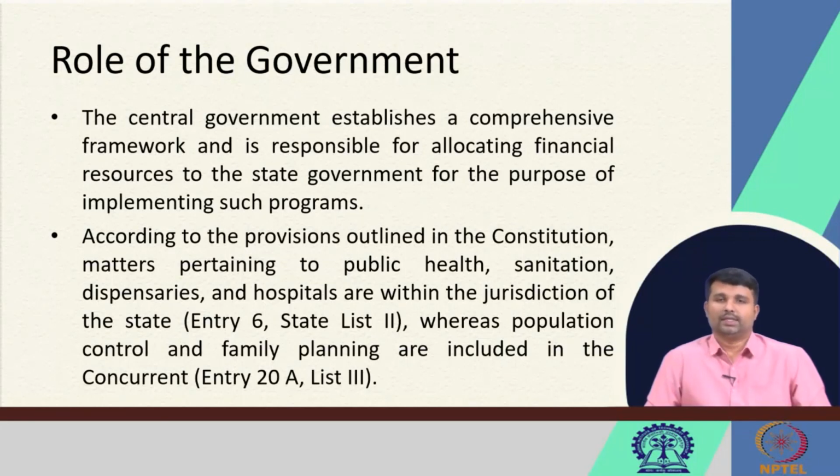According to the constitutional provisions, the matters relating to public health, sanitation, dispensaries and hospitals are within the jurisdiction of state. So, in the Constitution, the various matters which are to be dealt with by the center and the state are allocated in various lists. Entry 6 in the State List deals with the matters related to public health, sanitation, dispensary and hospitals which are within the jurisdiction of state, whereas population control and family planning are included in the Concurrent List under entry 20A. So, that means with regard to population control and family planning, both the central government and the state government have equal roles.